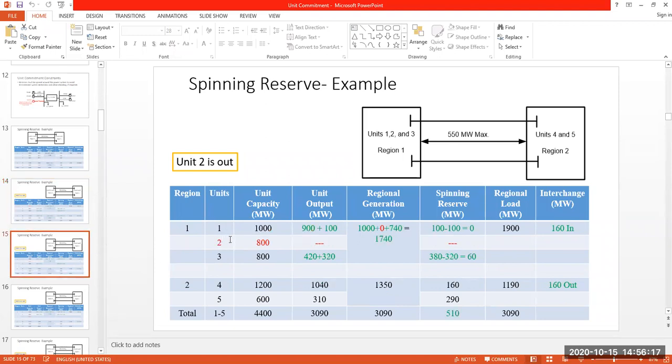So now unit 2 is missing. Its capacity is 800, so there is no output from there. You see a red zero there. No spinning reserves are available. These things are already discussed, how these are happening.